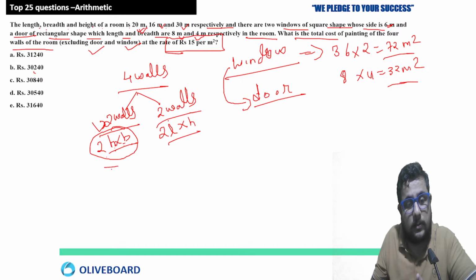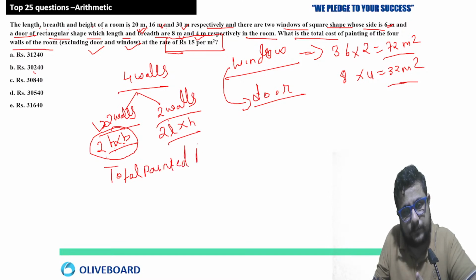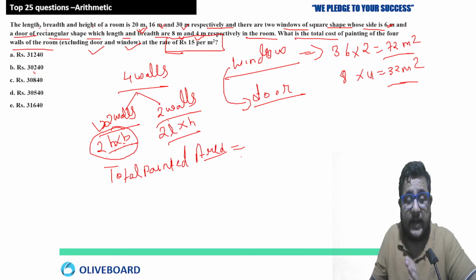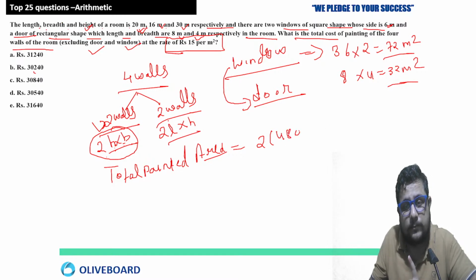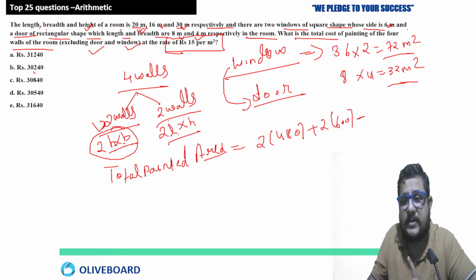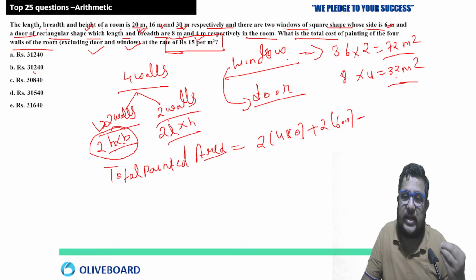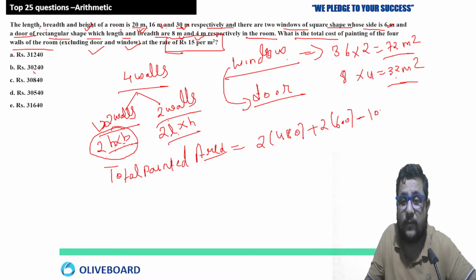So the total painted area you need to calculate first, right? So the first 2 walls which are opposite to each other, their area is going to be 2 into h into b. So h is 30, b is 16, 16 into 30, so 480, plus 2l, so l is 20, h is 30, 30 into 20, 600. Then minus 72 plus 32, the total area of window and door, that we have to subtract here, 104.